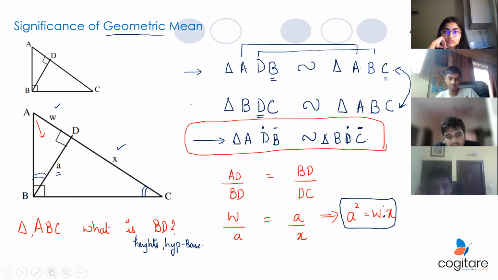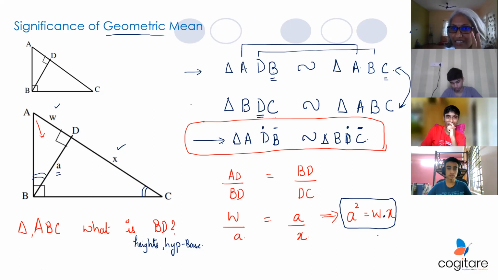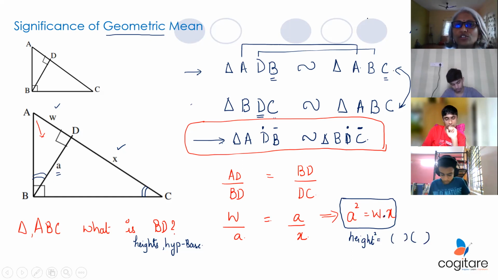Okay, make a note of this. Why am I linking back? This year, in term 1, you have similarity and you have ratio and proportion. This can be one of the questions. Got it? So the height squared is actually equal to the product of the two parts the height splits the hypotenuse into. Kavya, pause here and make a note.